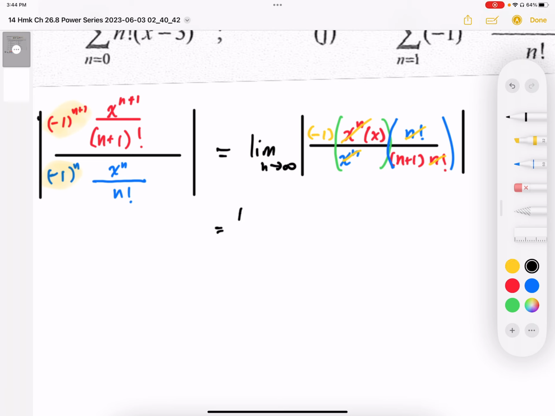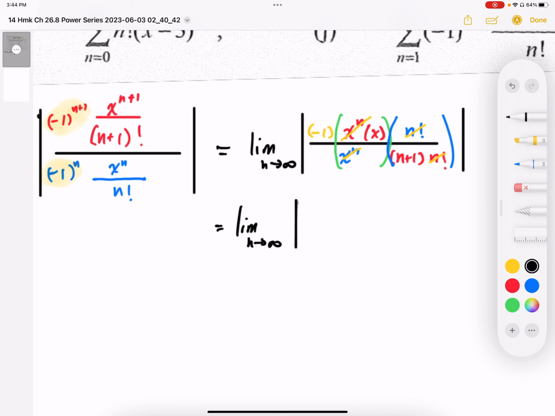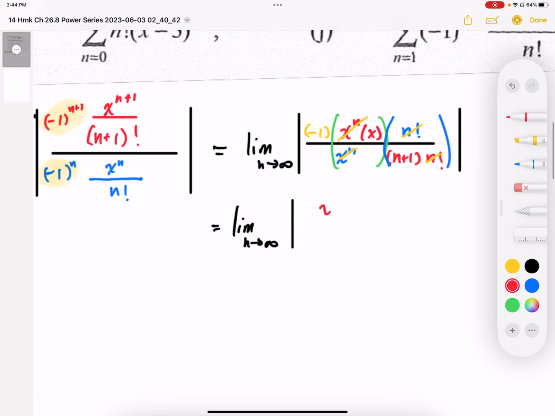So this is equal to the limit as n approaches infinity. Okay, so what's left over? We end up with x, and this is all over n plus 1. And then at this point, we're going to let this go to infinity.